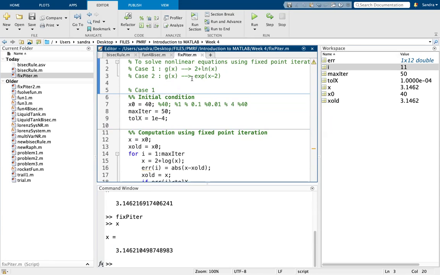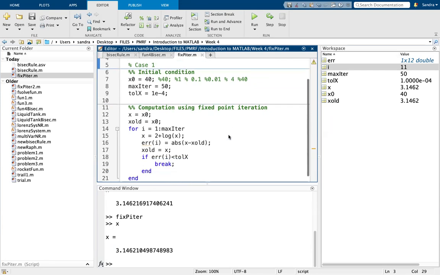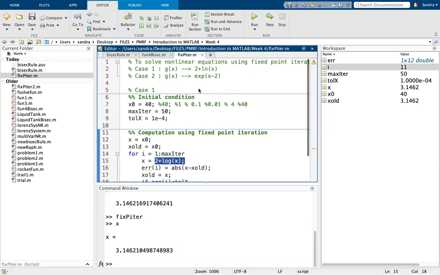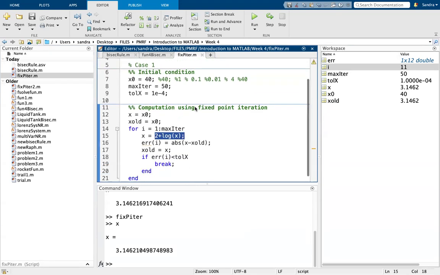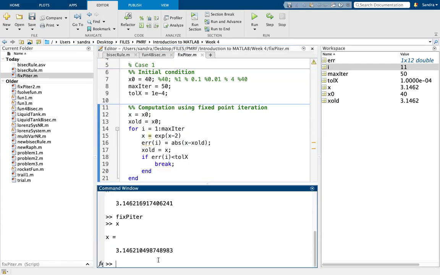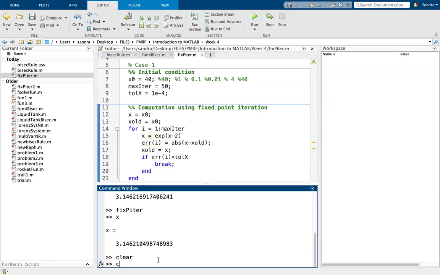Now let's see the second form, that is, why don't we use 2 exponential x minus 2? Everything is the same, just that here you make the change. Instead of 2 plus ln x, you write exp(x) minus 2. That's the only change here. Again, you can repeat the exercise.